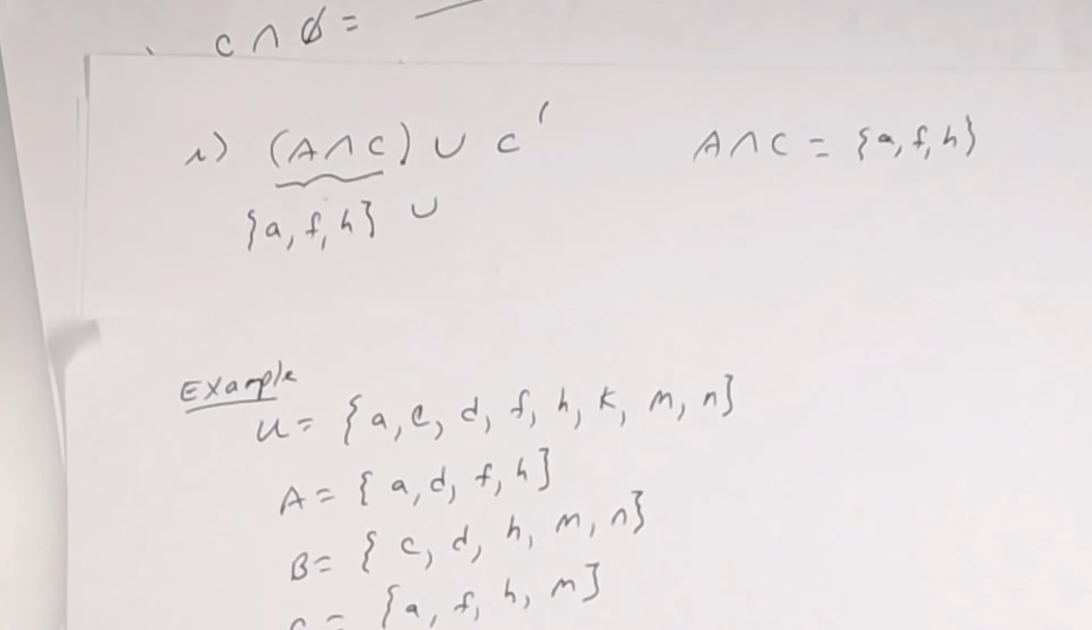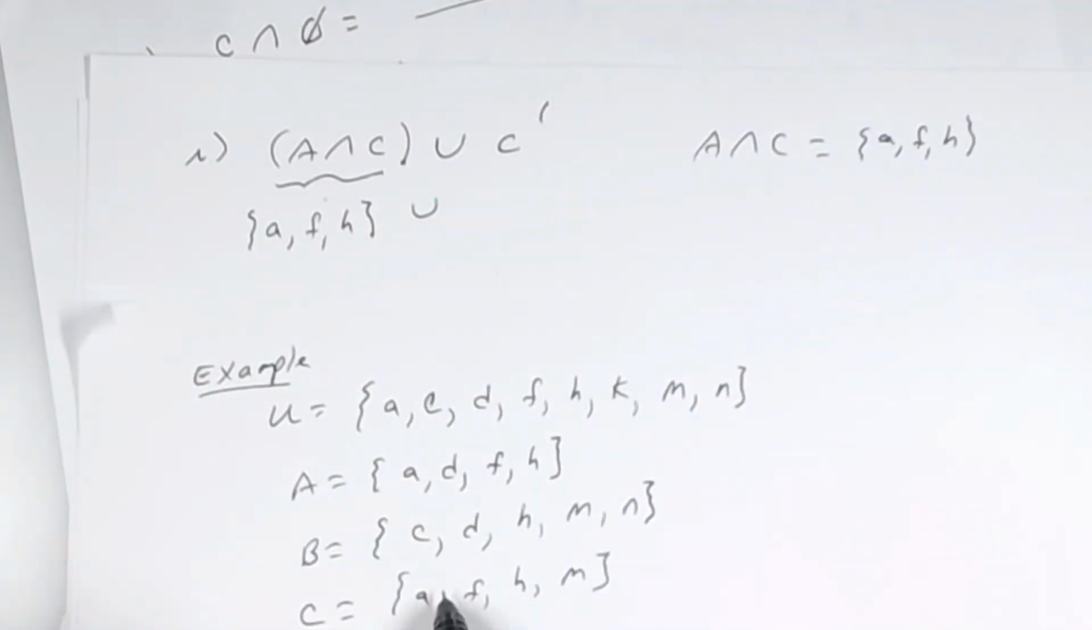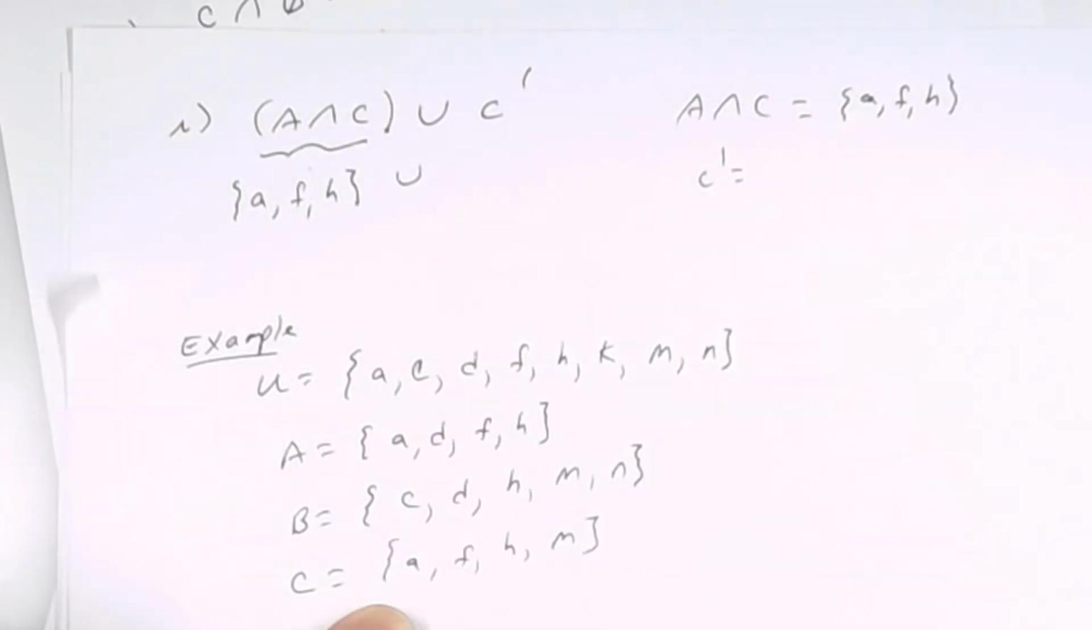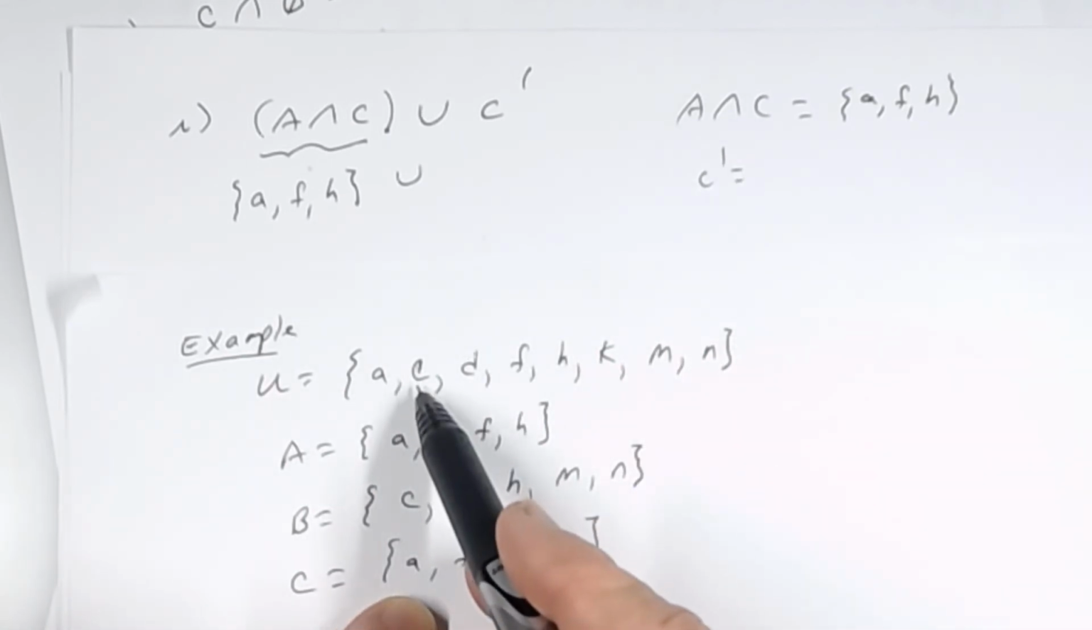All right. Now, what do you think I need to do next? Find C complement. That's what I need to do next. So I find C, and then I find the complement. All right, so go ahead and do that. So C is this right here. The complement of C would be every element of the universal set that doesn't include C. So I can't use A. Can I use C? Yeah. Yes.